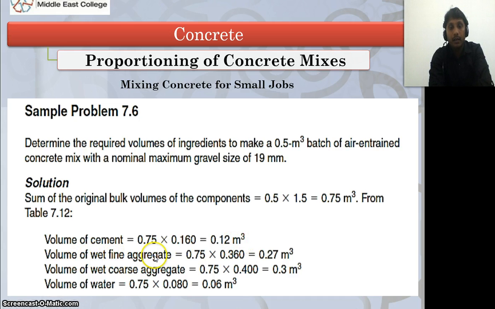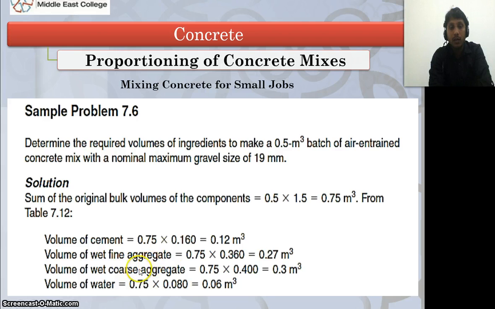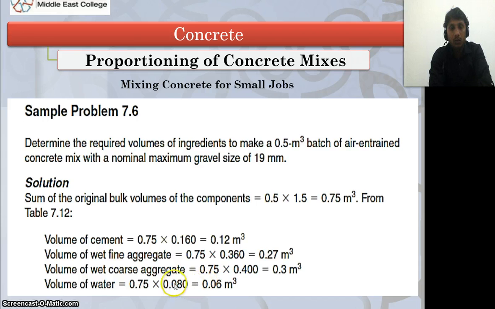Volume of wet fine aggregate is 0.75 into 0.360. Similarly, volume of wet coarse aggregate is 0.75 into 0.400, which is 0.3 cubic meter. The volume of water is 0.75 into 0.080, so the volume of water required is 0.06 meter cube. This is how to take the volumes of ingredients to make 0.5 meter cube by the volume method using a nominal gravel size of 19 mm.